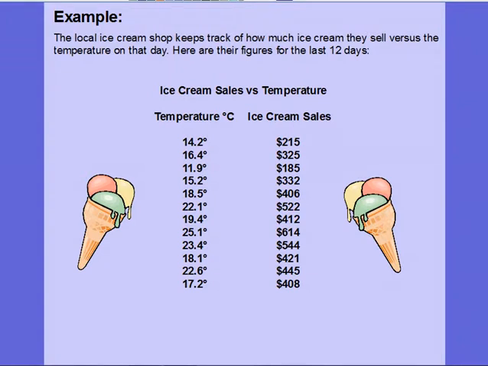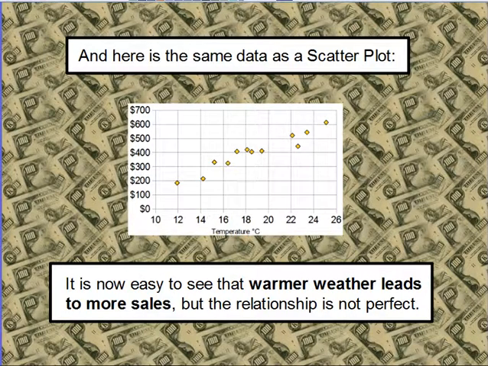To look at the data, it doesn't mean a whole lot to us, but when I show it as a scatter plot, you can see that there's a definite trend to that data. As the temperature gets warmer, you're going to make more money selling ice cream because people are going to buy more. This would be a positive trend.